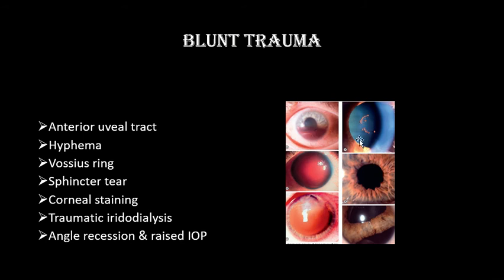And this condition is known as Vossius ring. Because of the trauma, there is imprinting of the pupil margin. The pigment here of the pupil margin is imprinted onto the anterior surface of the lens. This is visually inconsequential. It does not give rise to any problem with the visual acuity most of the time.